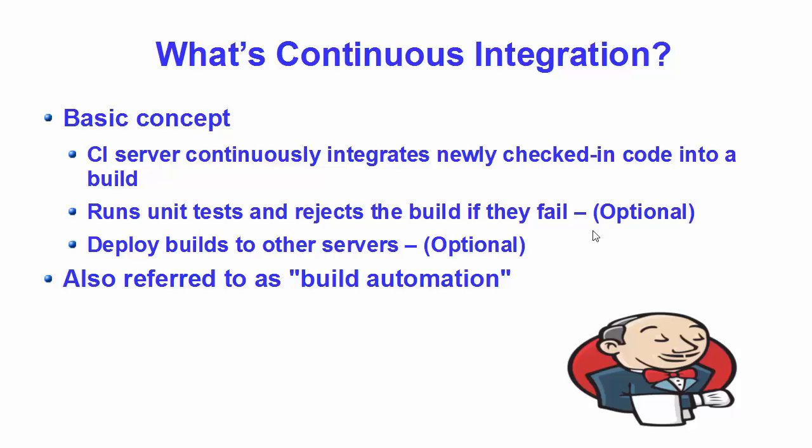So a continuous integration system runs the unit tests and detects failures, and if a failure occurs during the unit tests or integration tests or any kind of test, it's going to reject that build and send the information to the developer or the maintainer of that code. Now, if your unit test or whatever build you are making is successful, then a continuous integration system is going to deploy your build to other servers. So continuous integration is also referred to as build automation.